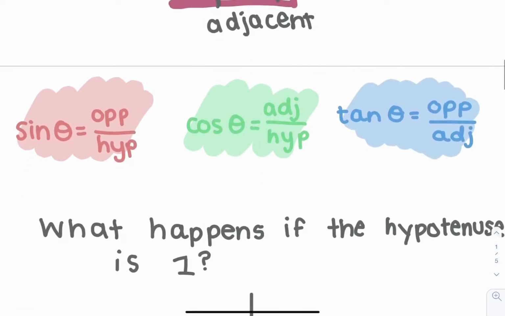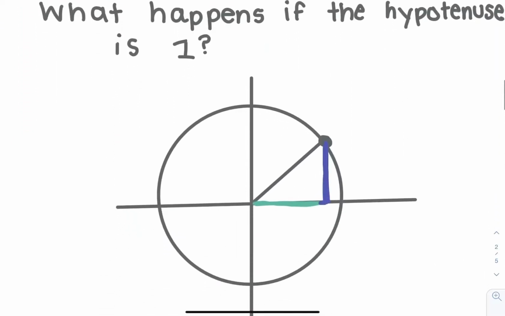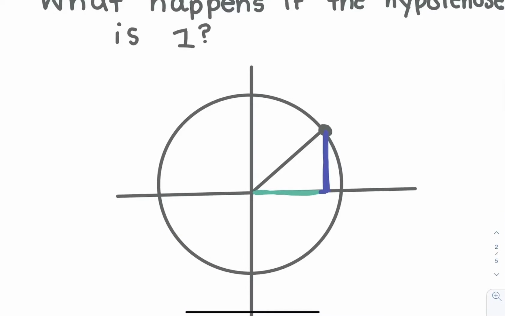Now you might be wondering, what happens if our hypotenuse is 1? In that case, let's consider a circle whose radius is 1. Notice that this is the hypotenuse of this right triangle. Then we have two sides, a blue side and a green side of our triangle. This side is the hypotenuse. We have opposite and we have adjacent.